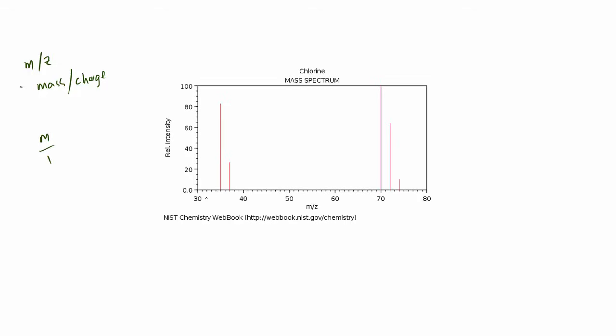That means that this bottom axis, this x-axis, by the assumption that charge is going to be 1 every time, tells us the mass of the things that are being detected. So I know that this particular bit here has a mass of 35, and this is all in relative terms. This one has a mass of 37. This one over here has a mass of 70, this one 72, and this one 74.